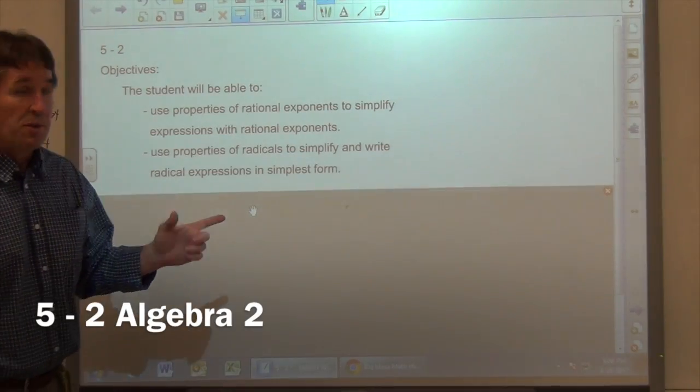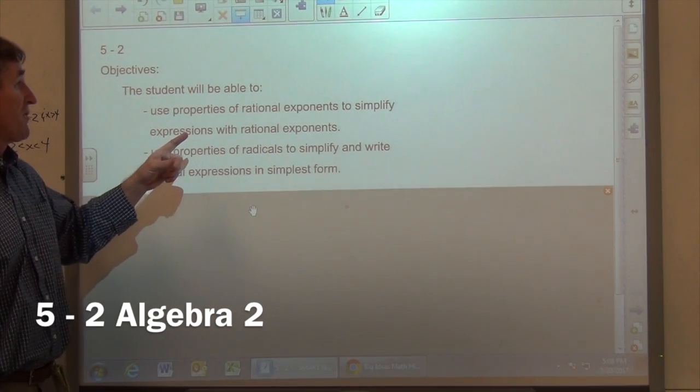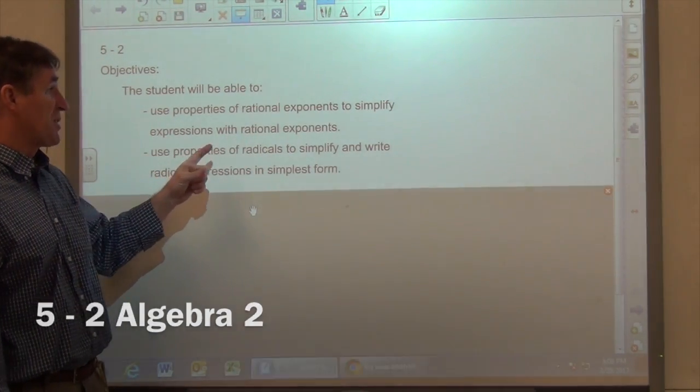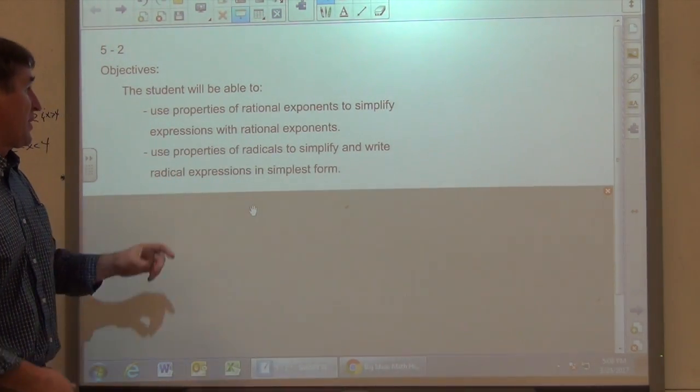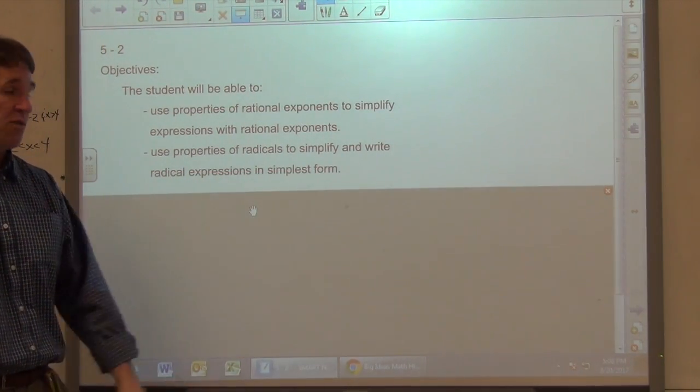This is 5.2. Our objectives for today: the student will be able to use properties of rational exponents to simplify expressions with rational exponents, and use properties of radicals to simplify and write radical expressions in simplest form.